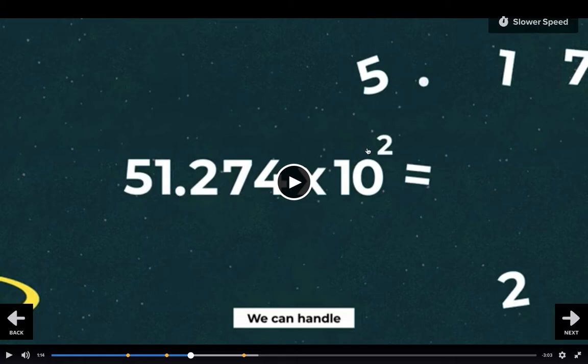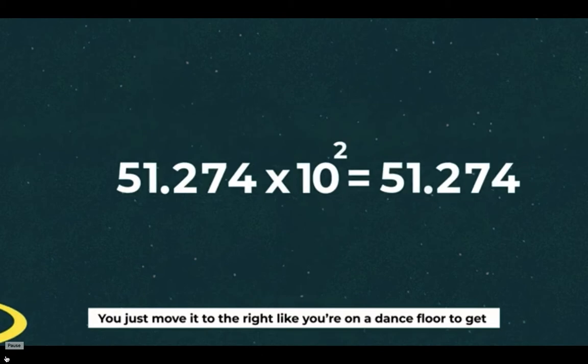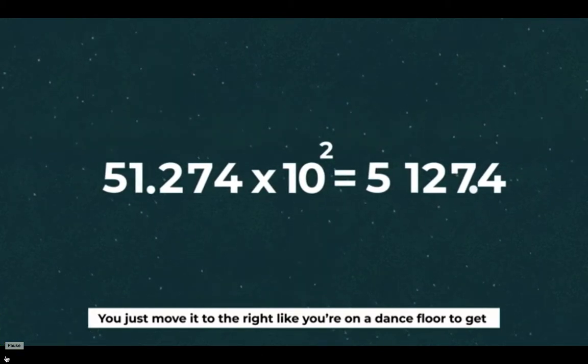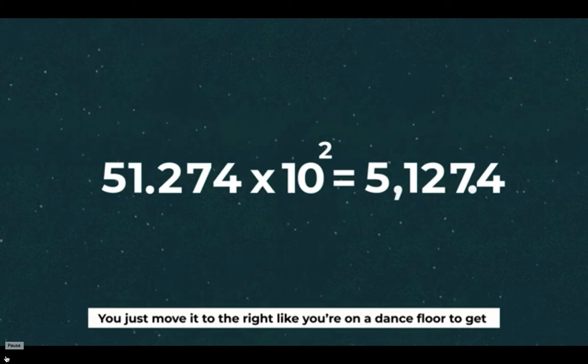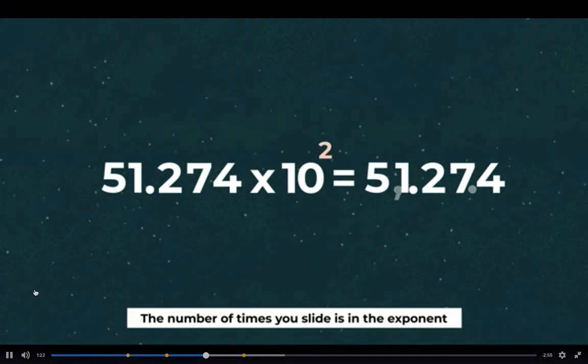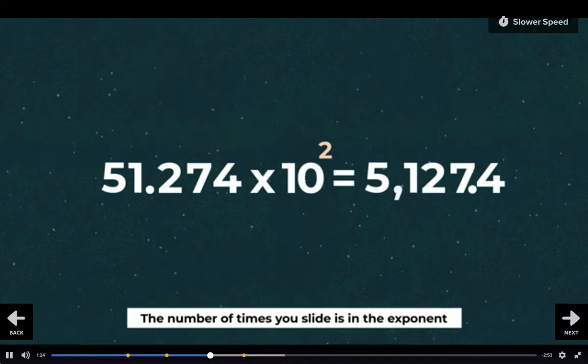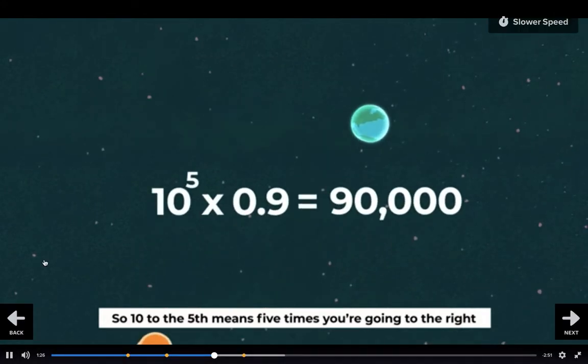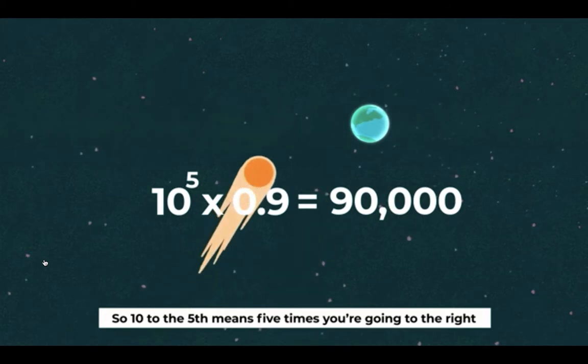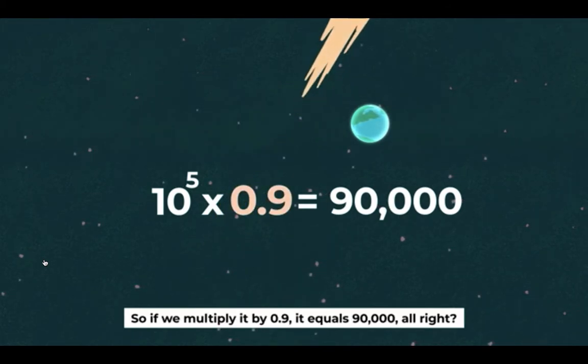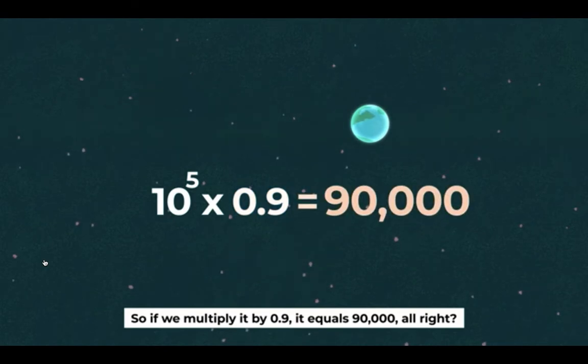So if I take this and I move it my 2 spaces, 1, 2, I would get 5,127.4, or 5,127 and 4/10. You just move it to the right like you're on a dance floor to get 5,127.4. The number of times you slide is in the exponent, so 10 to the 5th means 5 times you're going to the right. So if we multiply by 0.9, it equals 90,000.